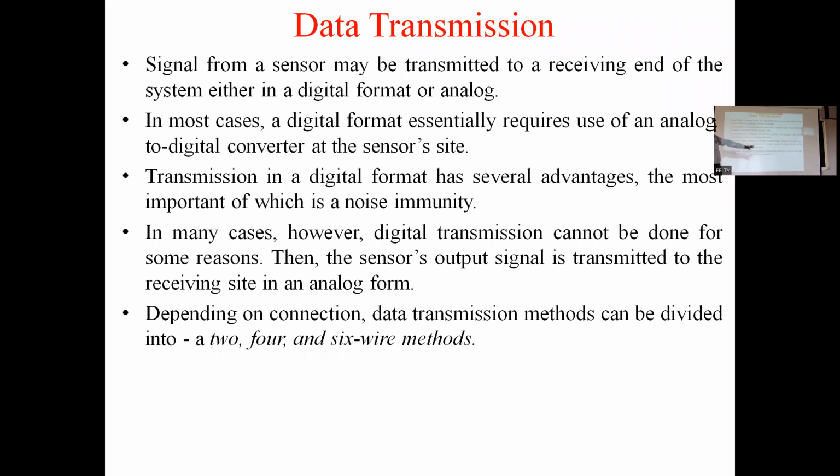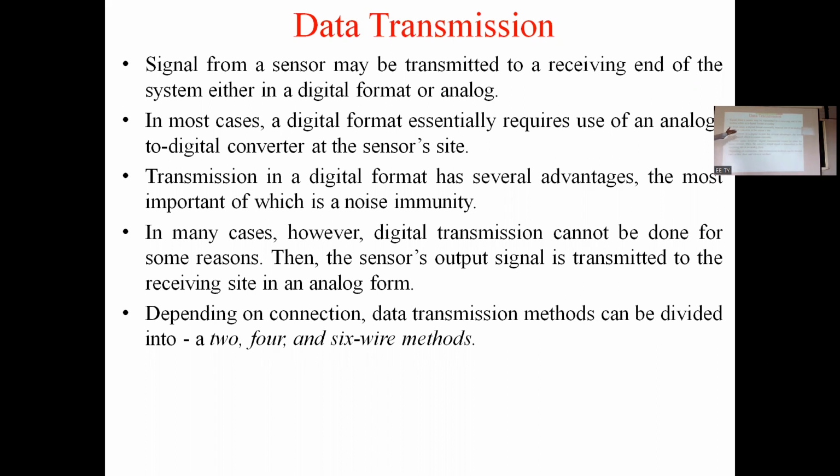In most cases, digital format essentially requires use of an analog to digital converter. If the data obtained from the sensor is in the form of analog, we require an analog to digital converter to convert it into digital format, because our computer or microcontroller will read only digital data. So we want to convert that data, and transmission in digital format is also advantageous, the most important advantage of which is noise immunity.